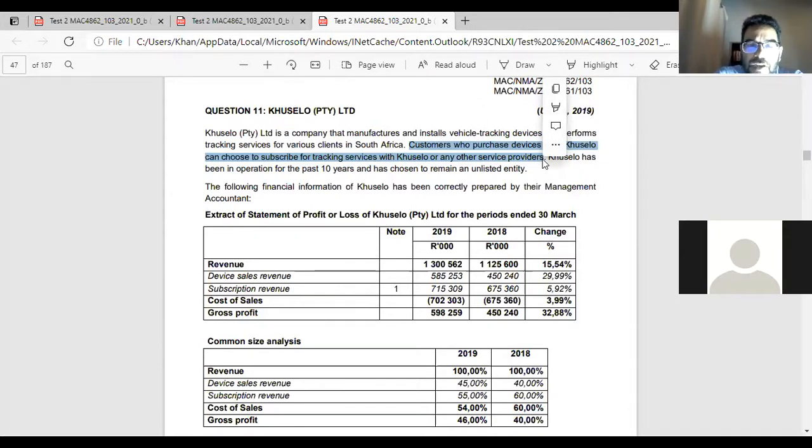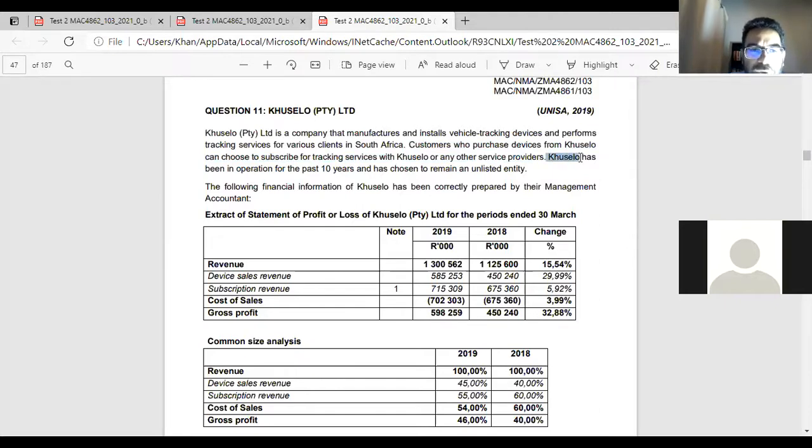So we are in fact dealing with revenue. What you must know is that a sentence like this would have an impact on the five-step model of revenue. So just be aware of that, okay? The fact that you can buy a device from Kuselo, but you're not required to have them install it or take a tracking service with them. You can still buy the device from them and have a tracking service with someone else. That plays a key role in terms of the five-step model. So just be aware of that.